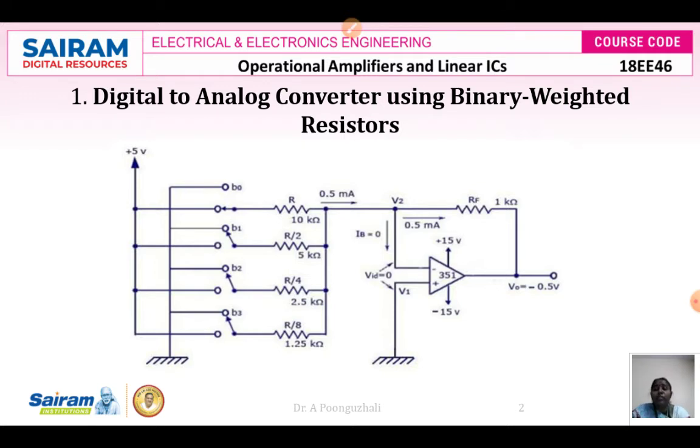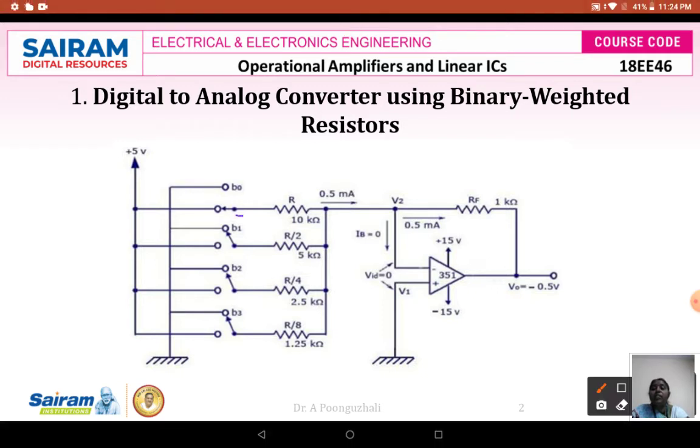So we have 4 switches here. Now we are going to assume that the B0 bit is connected to 5 volts. So B0 is connected to 1 and B3 is connected to 0, so all these 3 are 0. B0 is nothing but the LSB bit and B3 is going to be the MSB bit.